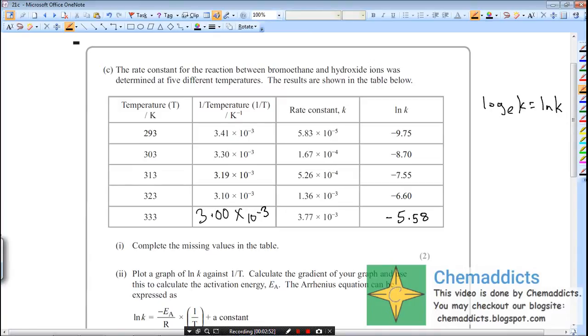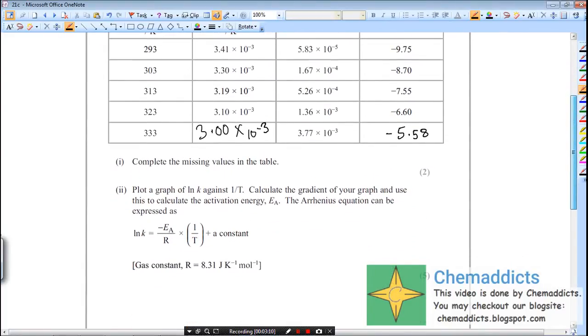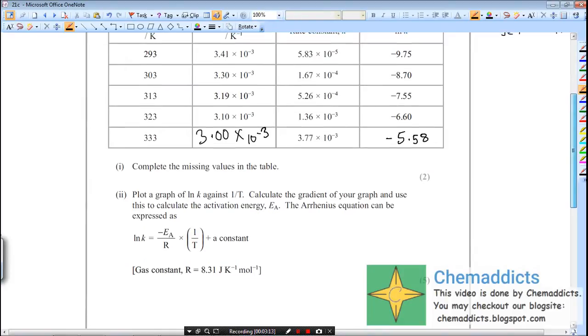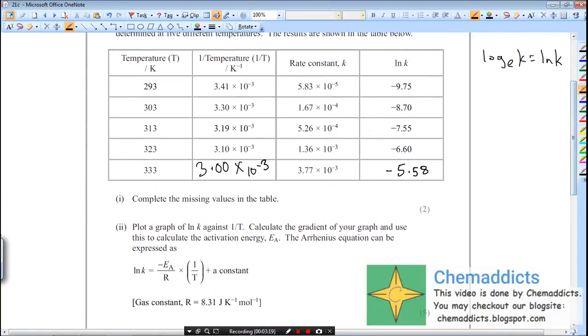So why are we finding the value for 1 by T and ln k? What is the reason behind finding these values? Well, the answer will come from part 2. I hope you have understood how to complete the missing values. It's really simple. Now let us study why we need to find the value for 1 by T and ln k.